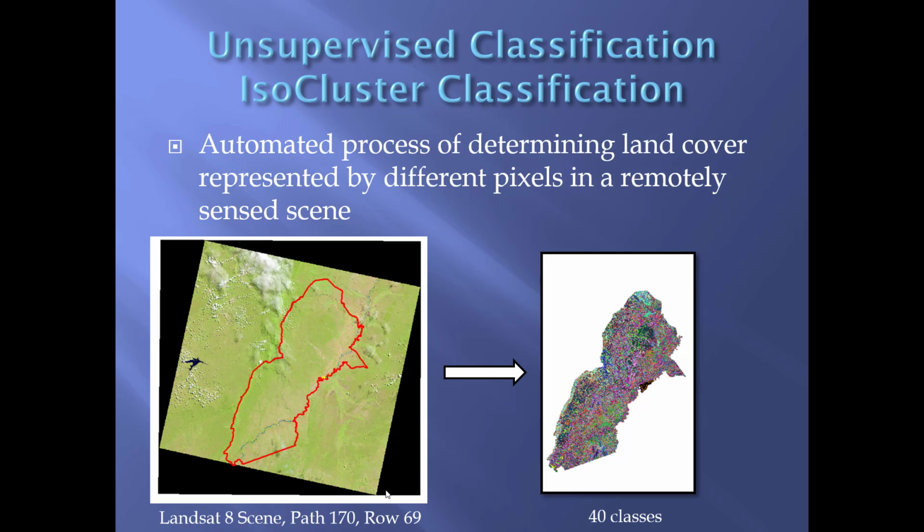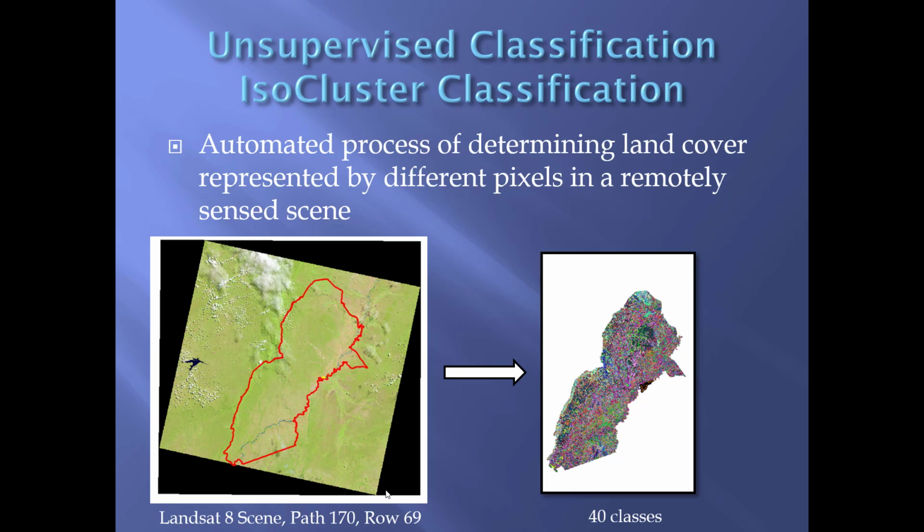So it's a process of taking a Landsat scene like the one that you see on the left, which is actually a scene from the South Luangwa National Park in Zambia. The red outline that you see is the border of that national park, and it was from a Landsat 8 platform, path 170, row 69. And what you're doing is letting the computer take the area that you designate and determine what the classes are in that area.